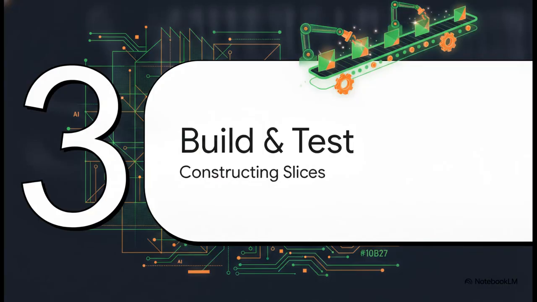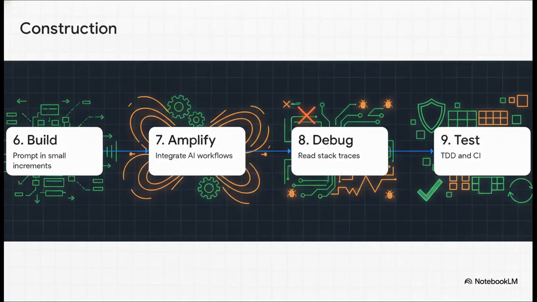Which brings us to Section 3, construction, building, and testing. During active construction, you build by prompting the AI in small, manageable increments and amplify things by integrating AI workflows directly into your product. When things inevitably go wrong, you debug by reading stack traces rather than getting caught in endless prompt loops. And most importantly, you test. Using continuous integration and test-driven development automatically checks for breaks and catches those moments where the AI confidently hallucinates a completely wrong answer.